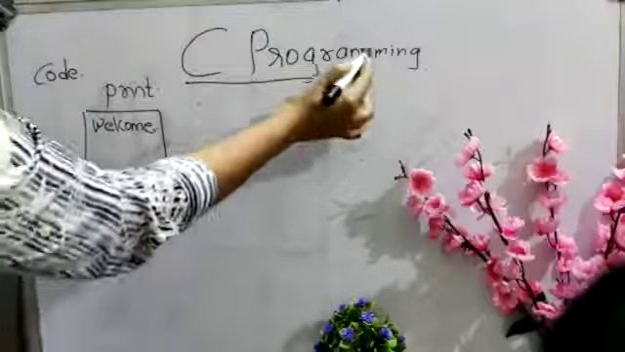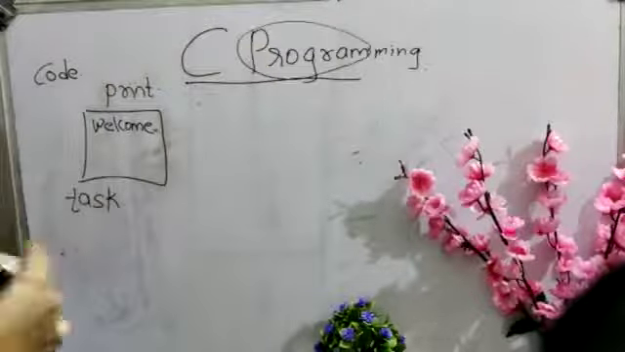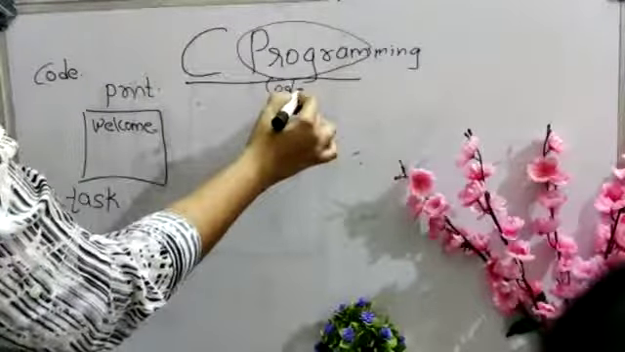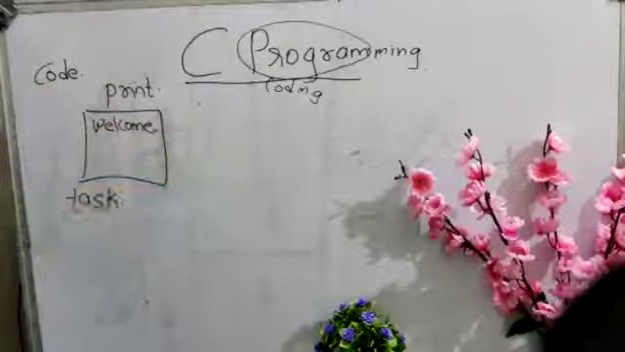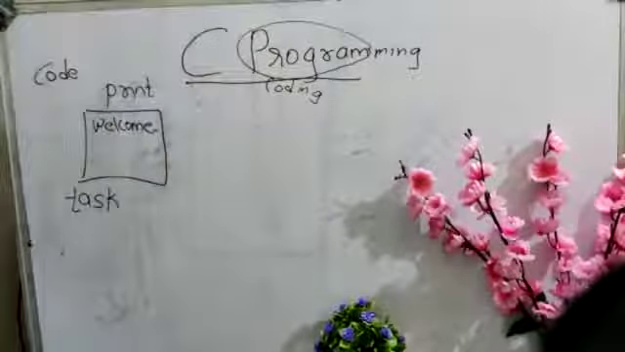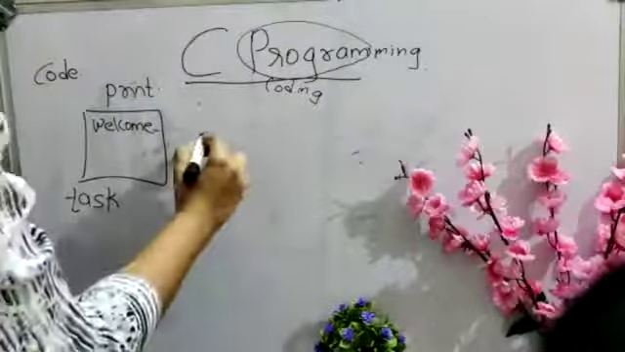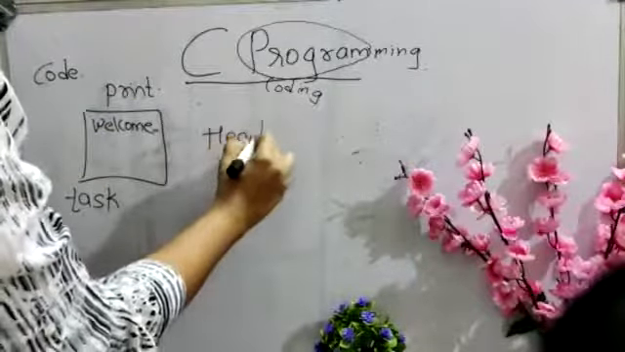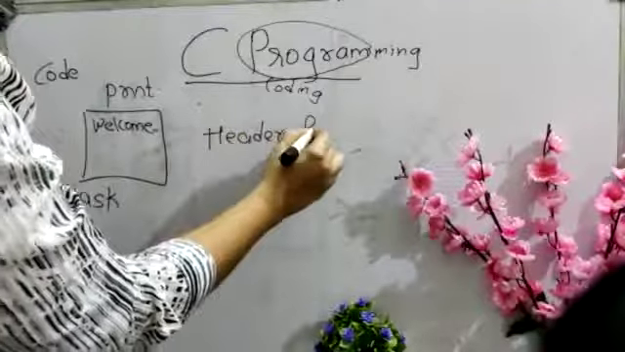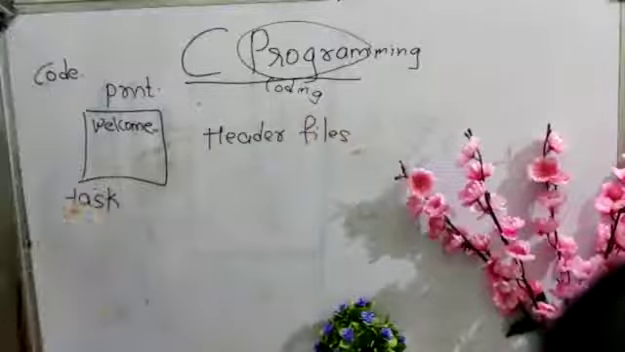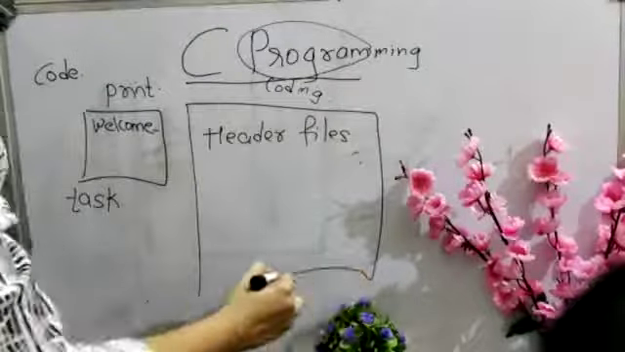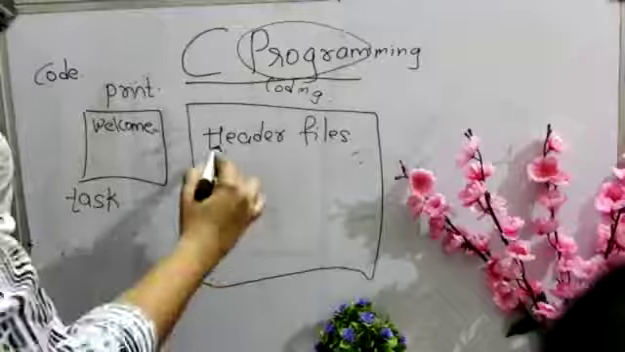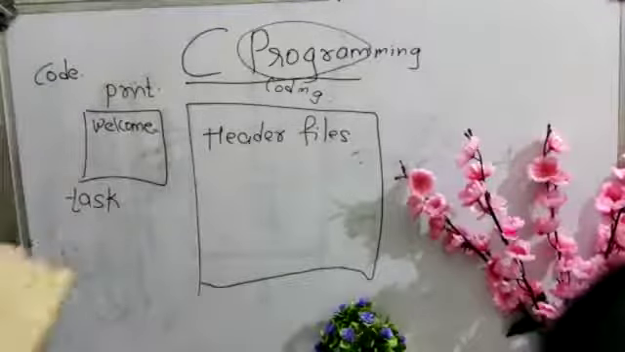C programming consists of the program. Program means nothing but your coding. Now to get this I will write some program. In the C programming language, the format will be as follows: first you have to include the header files. I will make a box. First you have to include the header files.